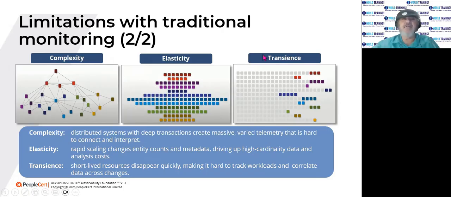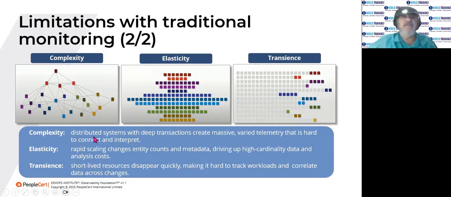And transients, where some resources are pretty short-lived. They're only being used at the time the service is being used, and then perhaps taken down when they're not used. So keeping track of what's up and what's down at any point in time, not just from an availability point of view, but from an actual operating system point of view, would be pretty hard to do without observability.